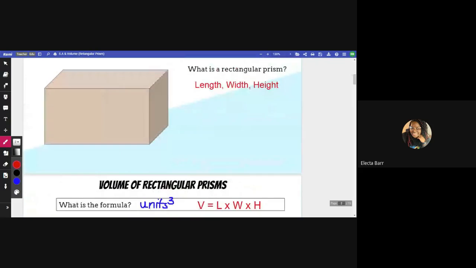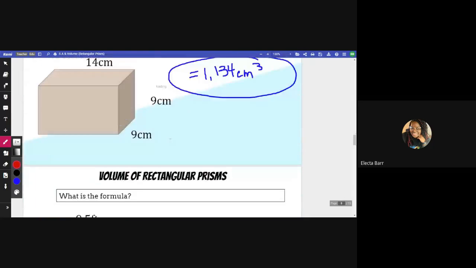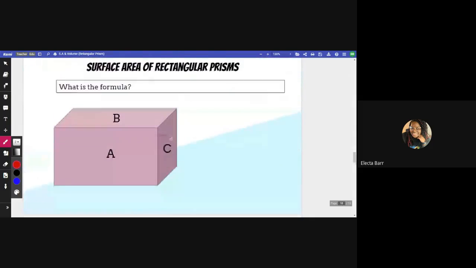All right, so let's jump to surface area. These are problems we did on Thursday. Some more practice. Okay, so surface area.